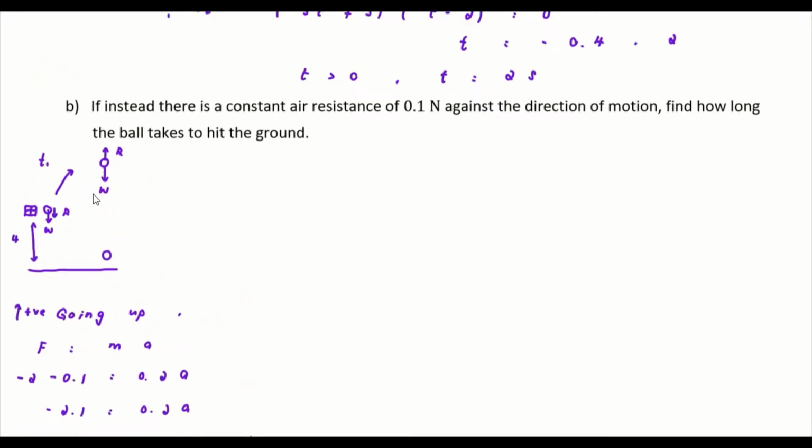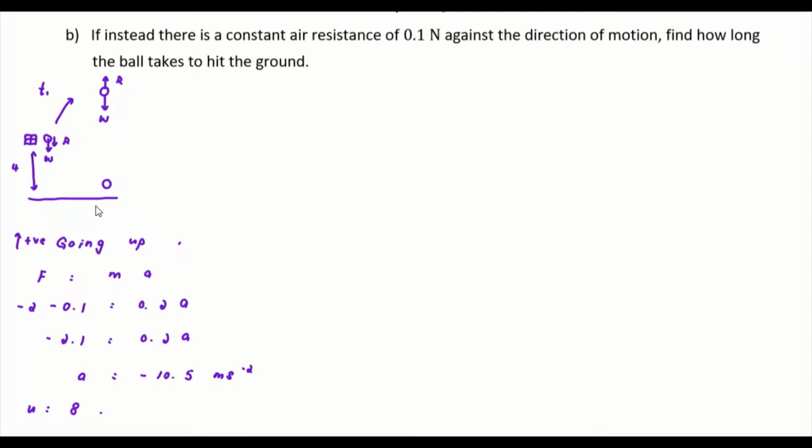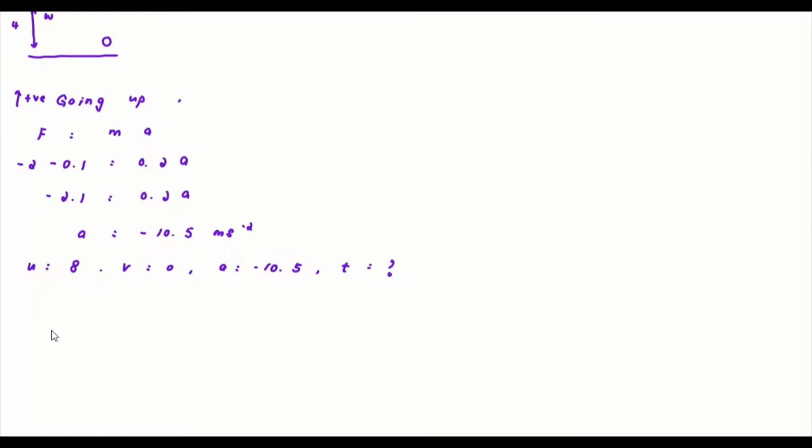So that's why when the ball reaches the highest position, the final velocity is 0. Then we have the acceleration, which is negative 10.5. So now we can proceed to find the t. Okay, so let's try to solve it. With u, v, a, t, we can use v equals u plus at. So 0 equals 8 plus a and then t.